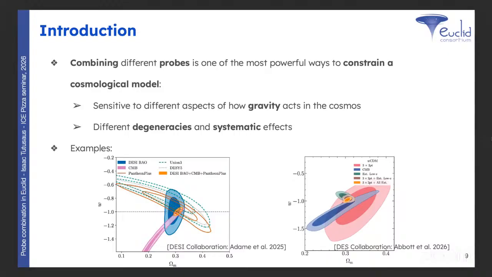And I like this plot, again from the DESI collaboration, very much because it shows the power of probe combination. Here you just see the equation of state of dark energy versus the matter density. In this case, it's just a constant. So -1 here would be lambda CDM.